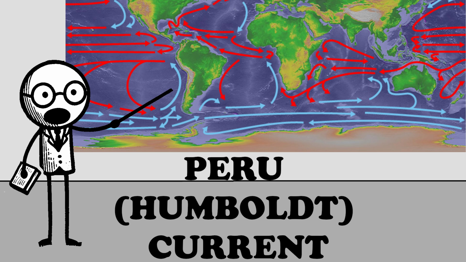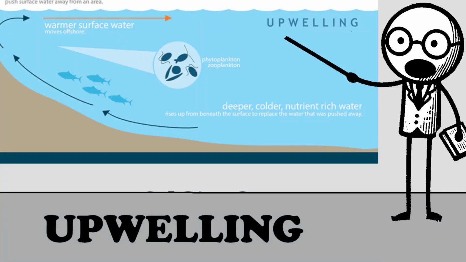Second, the Peru current, which is also known as the Humboldt current, carries cold water from the south up along the western coast of South America. This results in upwelling, where winds push warm surface waters away from the coast and cold, deeper waters rise up from the depths of the ocean. That upwelling results in temperature inversion, which traps moisture near sea level and significantly reduces precipitation on land.